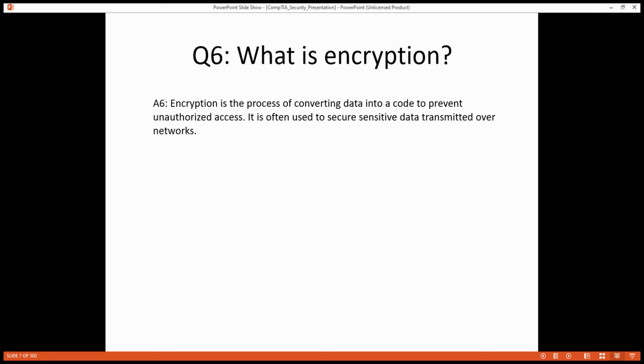Q6. What is encryption? A6. Encryption is the process of converting data into a code to prevent unauthorized access. It is often used to secure sensitive data transmitted over networks.